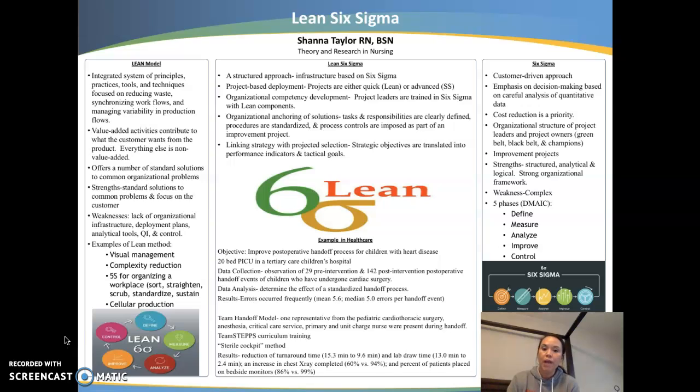Here's an example of how the Lean Six Sigma method can be used in healthcare. So just taking a situation where there's obviously a problem with the handoff communication process, they developed a few different steps and a few different rules, and then they saw results from that.